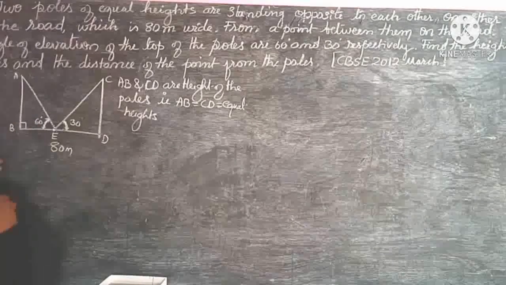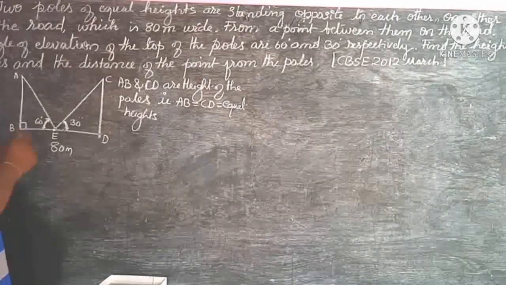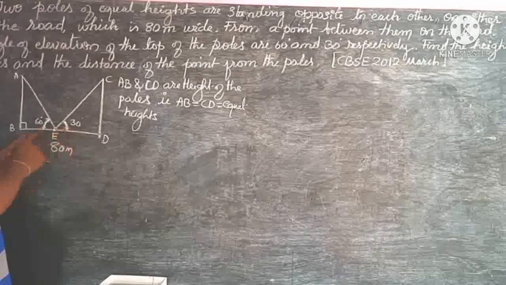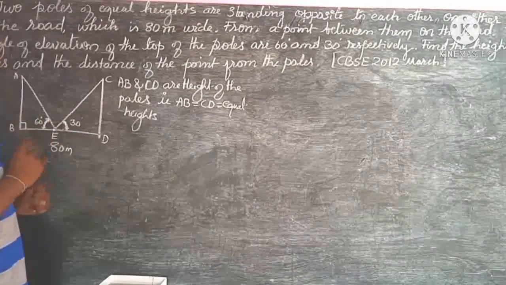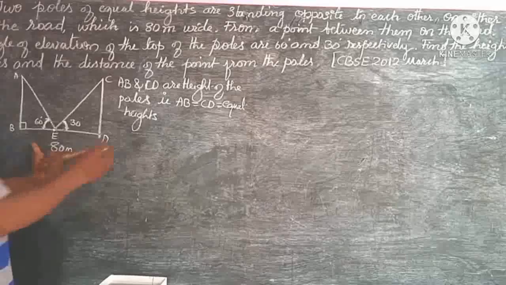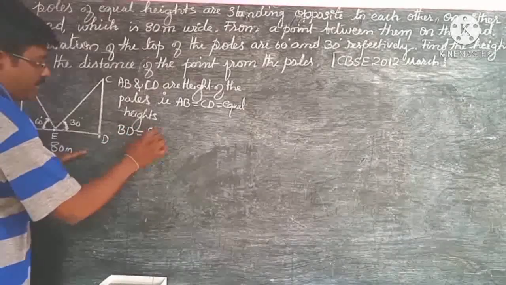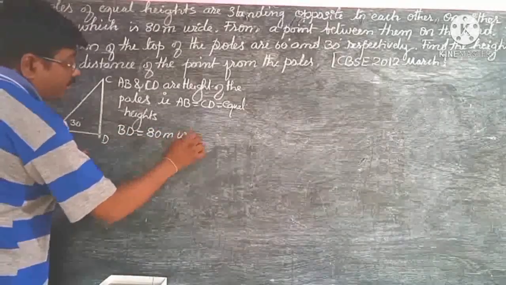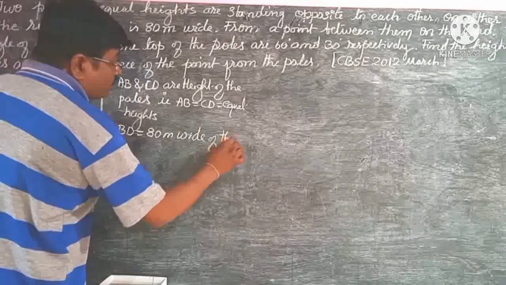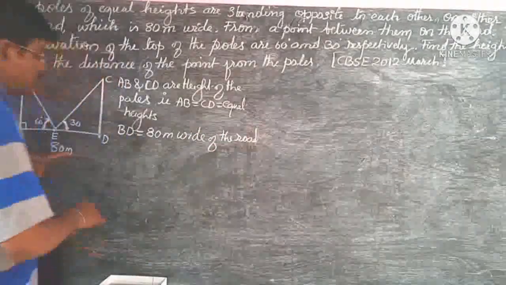60 degree, so we can call it right angle triangle ABD. We choose this right angle triangle, but we don't know the length of BE and DE. They have given BD, which is equal to 80 meter, the width of the road. The 80 meter width of the road is given.